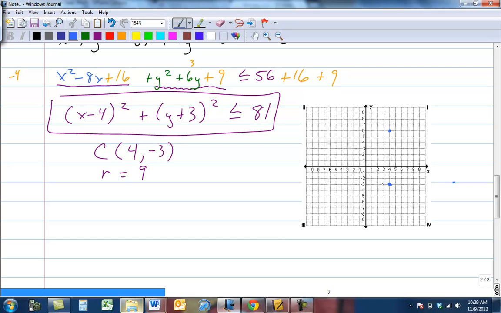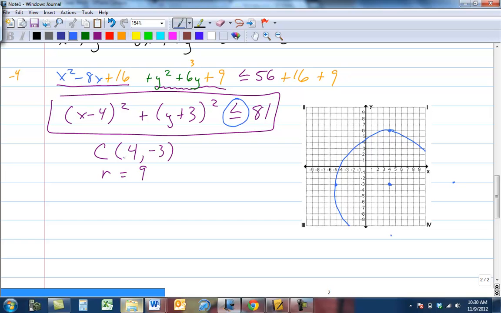9 left gets me there. And 9 down, something like that. Now, is this a solid circle or a dashed circle? It's going to be solid. So, going like that. Now, as far as this grid is concerned, that's as much of the circle as I can show, and that's fine. Now we use our test point.